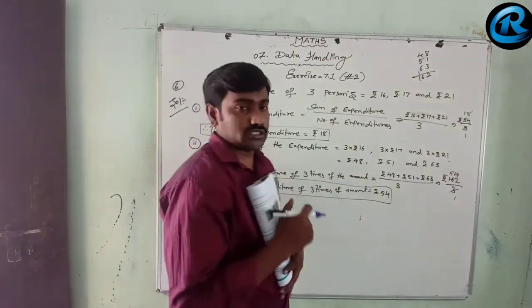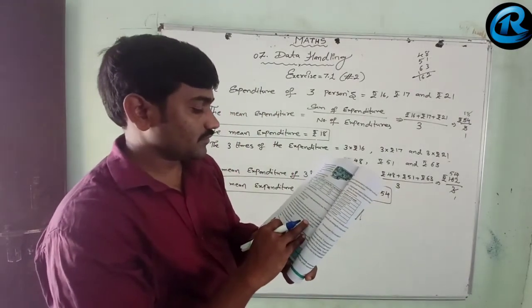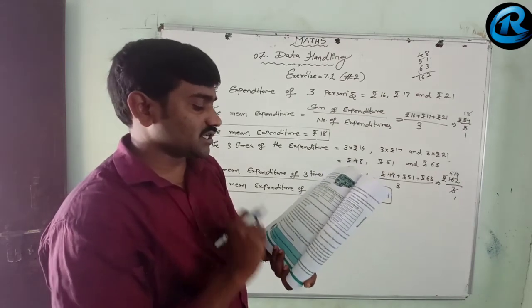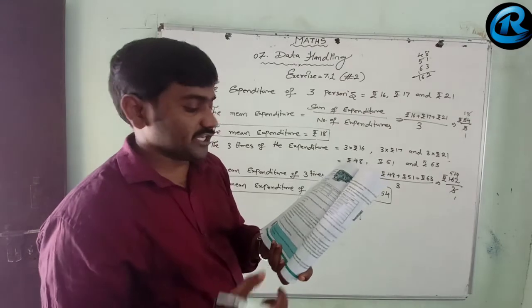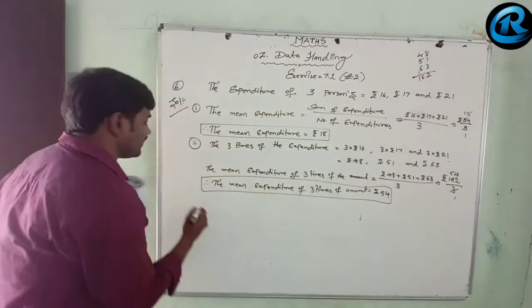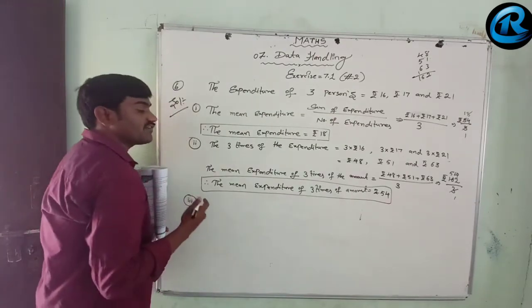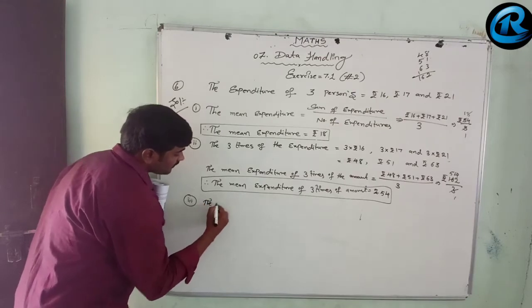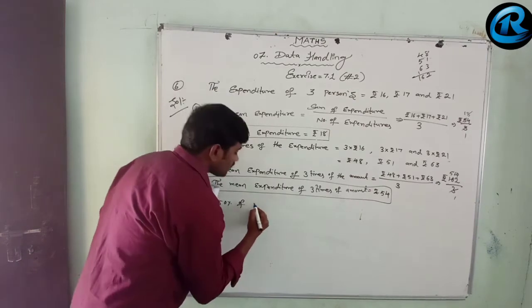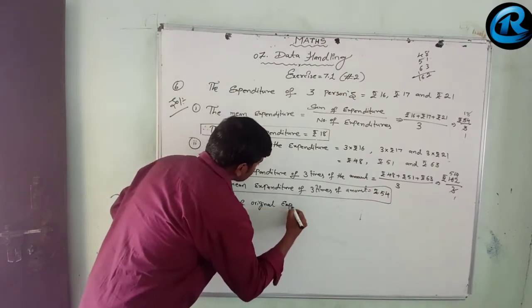That is what the next 2 questions are. So see the third question: if the hotel manager offers 50% discount, what would be their mean expenditure? If the hotel manager gave 50% discount, what would be their mean expenditure? The 50% of the original expenditure.